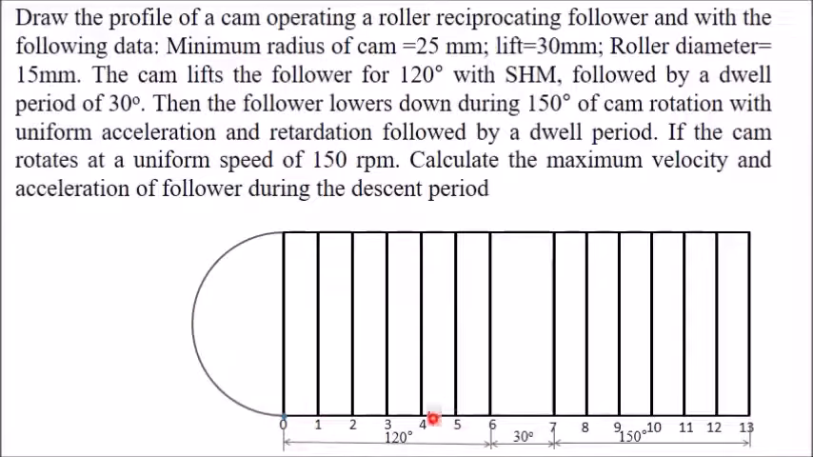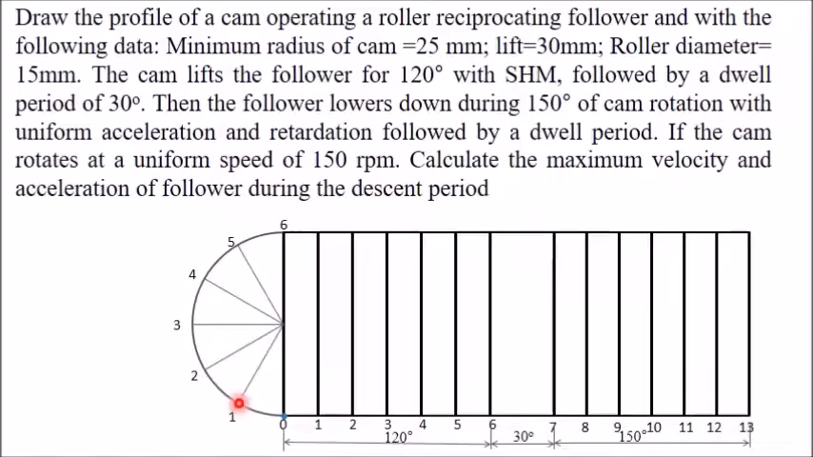Here we have taken all parts, for the angle of ascent and descent, as 6 equal parts. So divide this semicircle into 6 equal parts and mark from here, this is 0. So 0, 1, 2, 3 and so on. That way you just mark all these points.